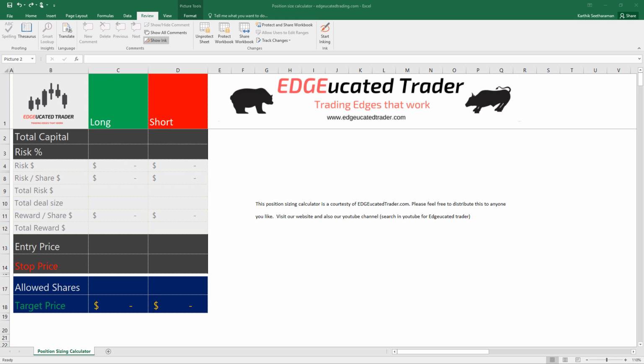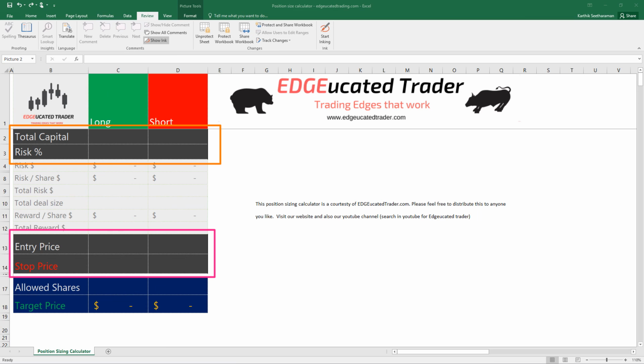This position sizing calculator I have put together would help you do just that. It will help you decide the number of shares that you can risk per trade based upon your risk acceptance. Thankfully, this position sizing calculator is very easy to use, and I'm going to walk you through that now.